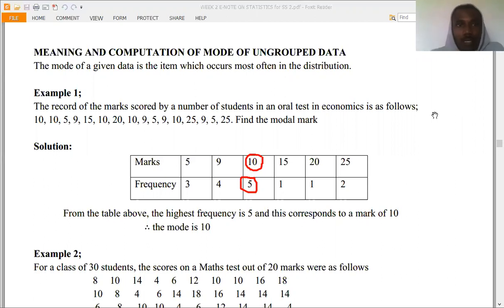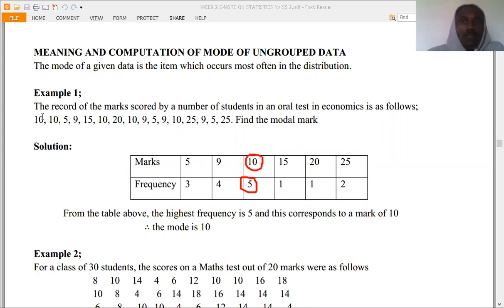All right, so today my focus is going to be on the meaning and computation of mode of ungrouped data. The mode of a given data is the item which occurs most often in the distribution.